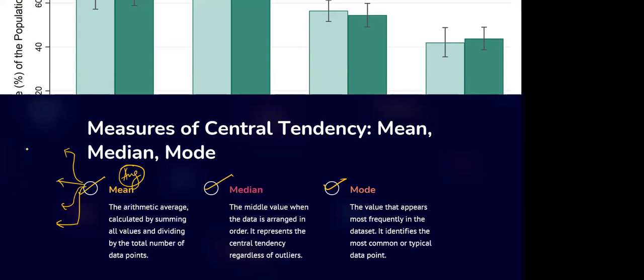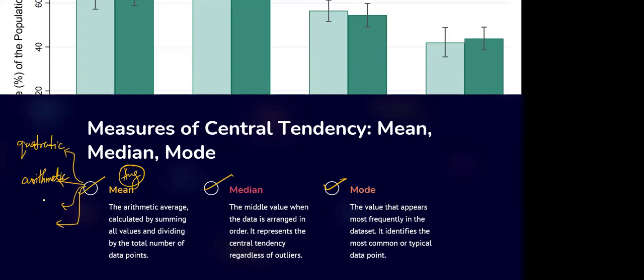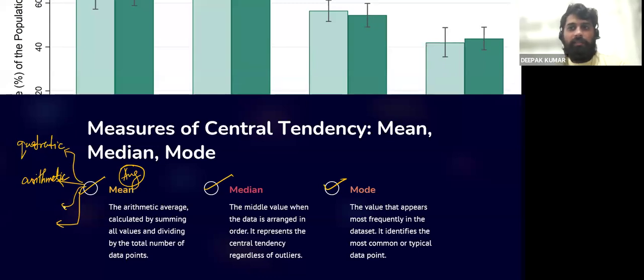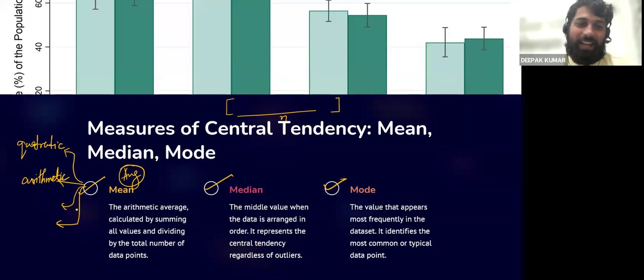Arithmetic and quadratic average. Average and mean are the same things, Anish. When you take an average, you simply add the things and divide by the number of items. It is the same thing. Outlier is a different thing, man.